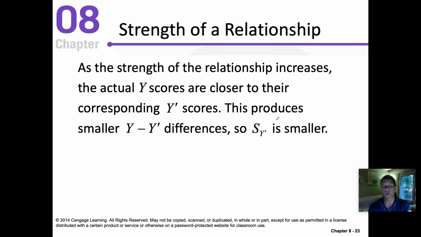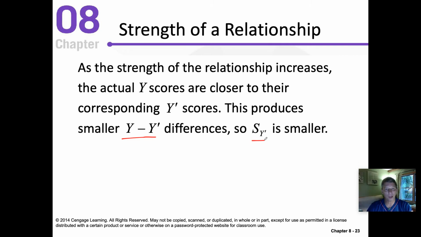If the relationship is very strong, that means that the values of y are squished together. And so the differences between y and y prime are going to be small, and therefore the standard error of the estimate is also going to be much smaller. That indicates a strong relationship. So when the y scores are bunched together, the differences between y and y prime are going to be small, and therefore the standard error of the estimate is going to be small. And that indicates a strong data set.